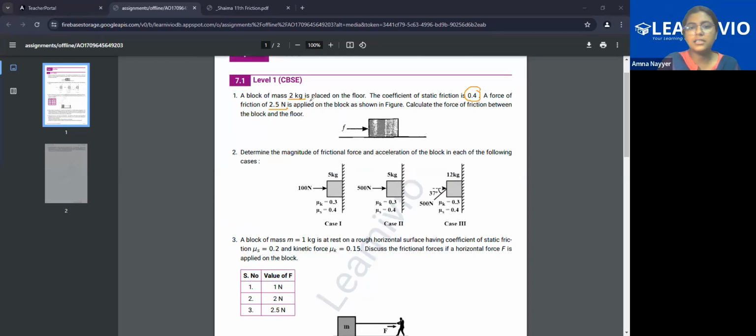So 2 kg is the mass. This is mu. Normal reaction is there. Downwards we have mg. So we have mg and we have normal reaction. So mass is present over here. You know normal reaction is equal to mg. Our frictional force is equal to mu N. So frictional force is equal to mu mg. That's it. That's what you have to write.